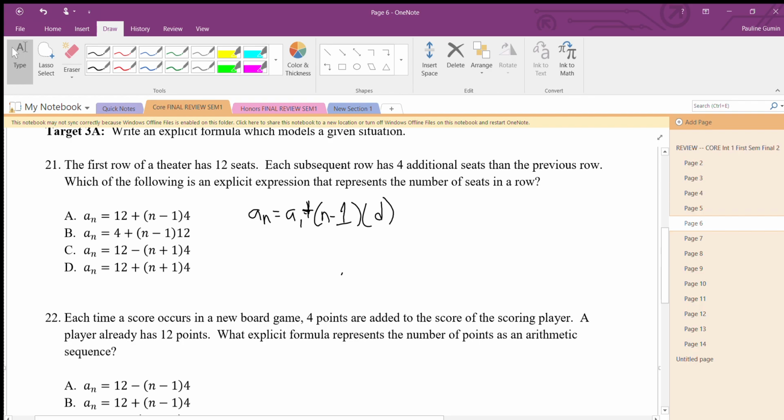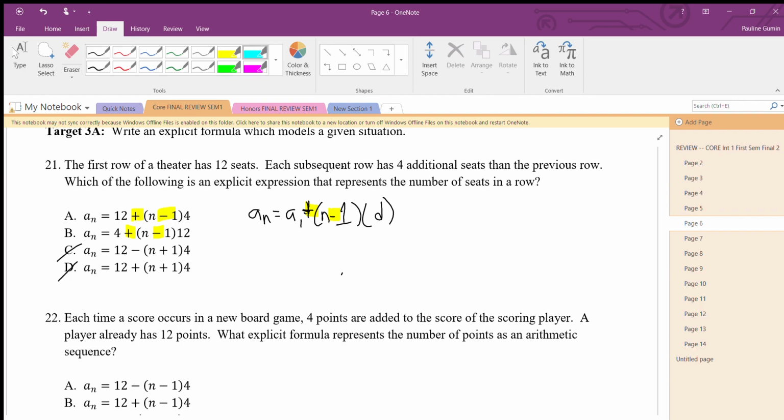Below in my handwriting, you should see the explicit formula for arithmetic sequences. The first thing I'm going to look at in my multiple choice answers are whether or not our symbols match. So I'm looking for plus and minus in that exact order, which eliminates letters C and D.